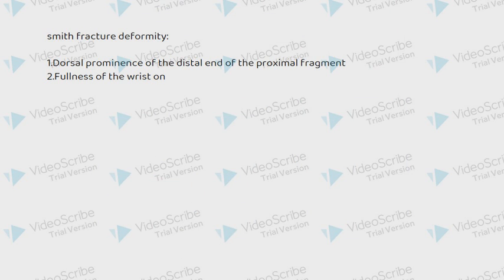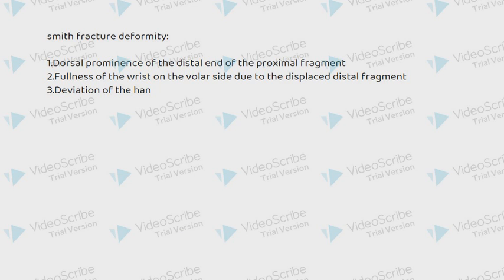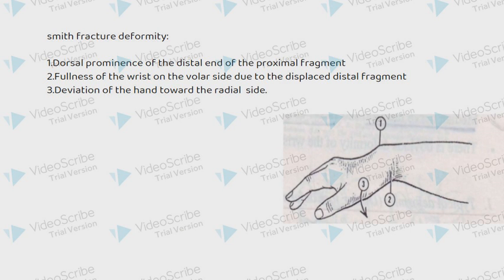Smith fracture deformity is characterized by a dorsal prominence of the distal end of the proximal fragment, fullness of the wrist on the volar side due to the displaced distal fragment, and deviation of the hand towards the radial side, as we could see in the picture. This is the X-ray image of Smith fracture.